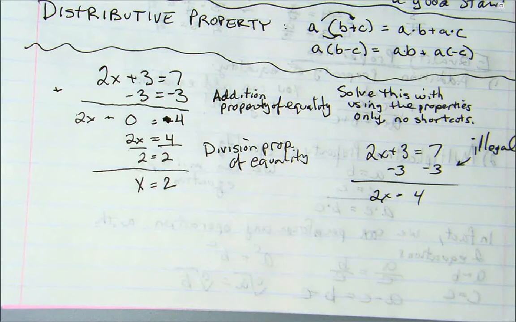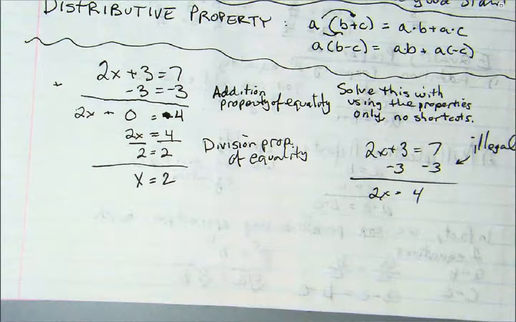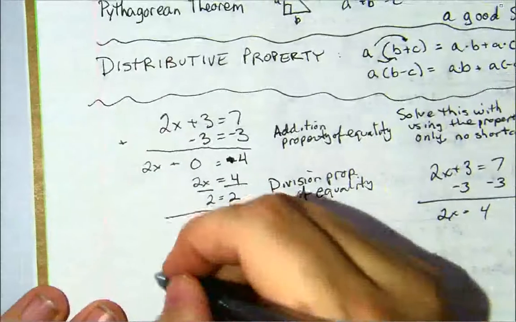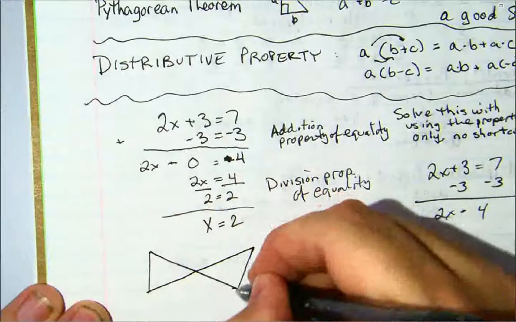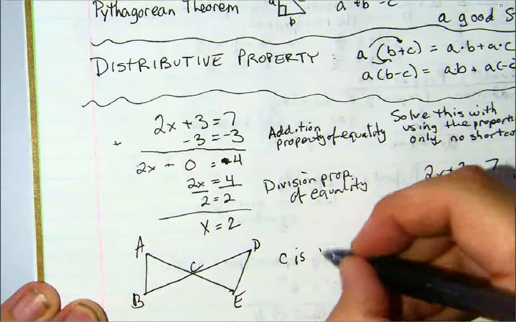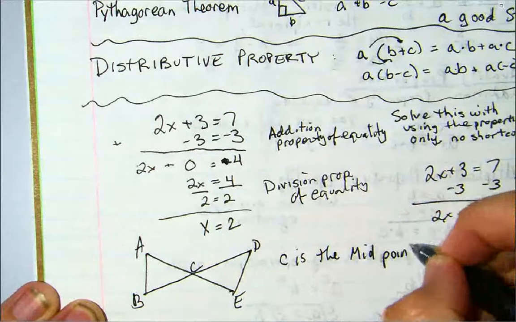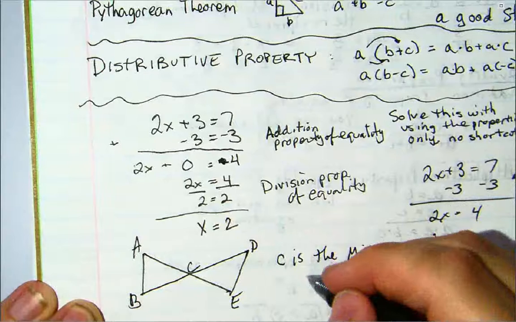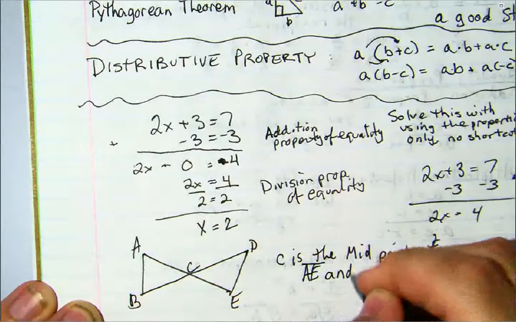Now, how does that play into what we're going to do? I'm going to tell you. You had that packet where you were trying to figure out what triangles are congruent to what, if they're congruent to each other. Well, there's reasons why triangles are congruent to each other. And if I gave you, for example, these two triangles, A, B, C, D, and E, and I said C is the midpoint of AE and BD.